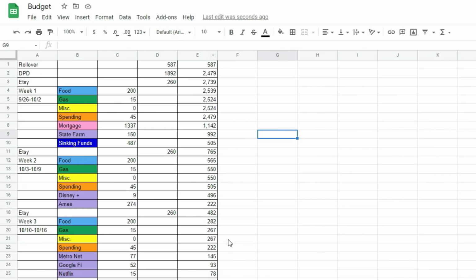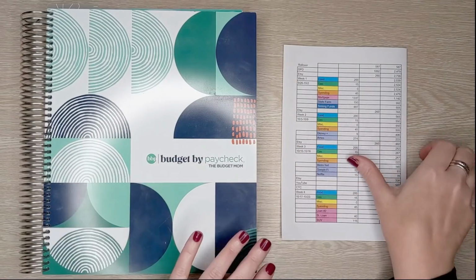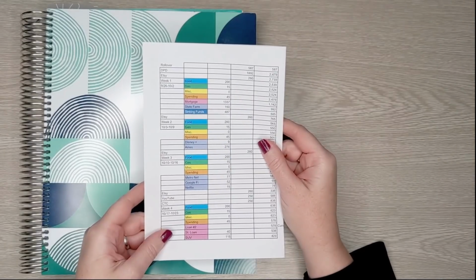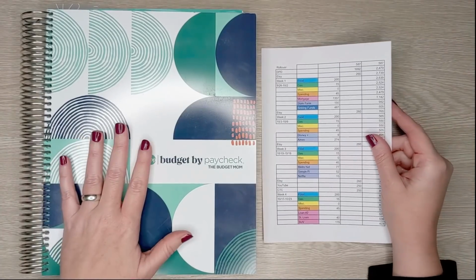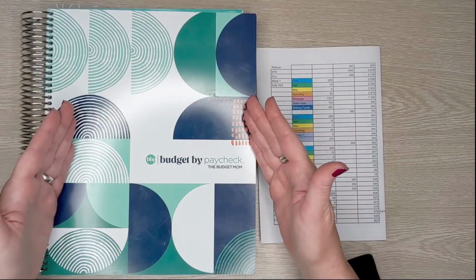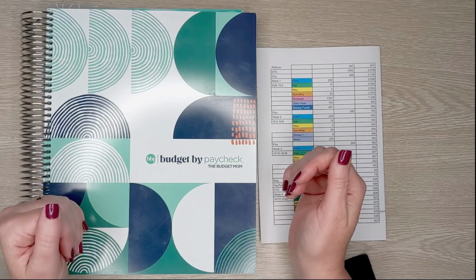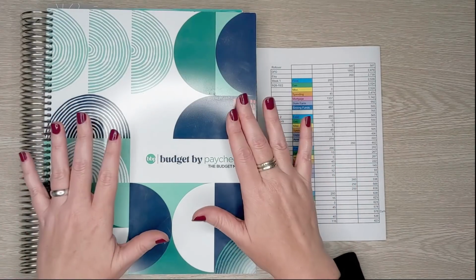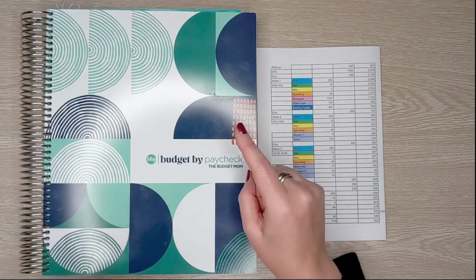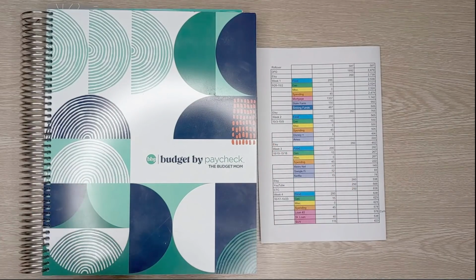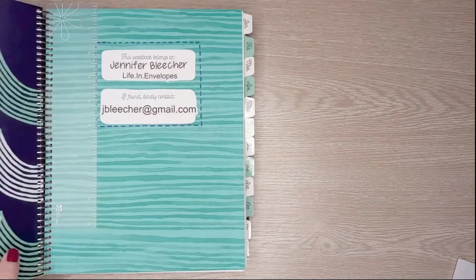Okay friends, now that we have our spreadsheet all set up and ready to go, let's prepare our Budget by Paycheck workbook for the upcoming month of October, and let's plan for week 1 and stuff our cash envelopes for week 1 as well. Okay, let's jump right in.